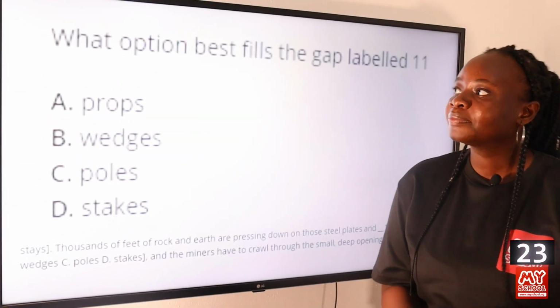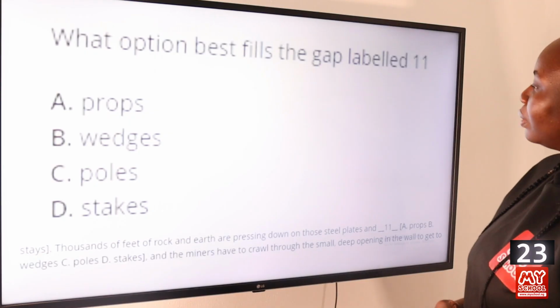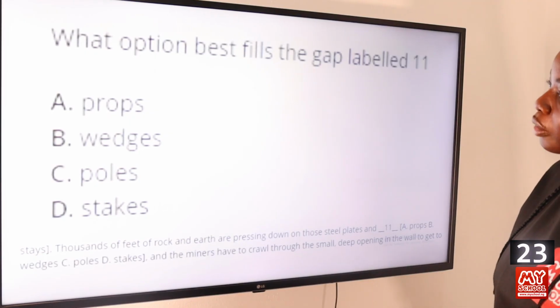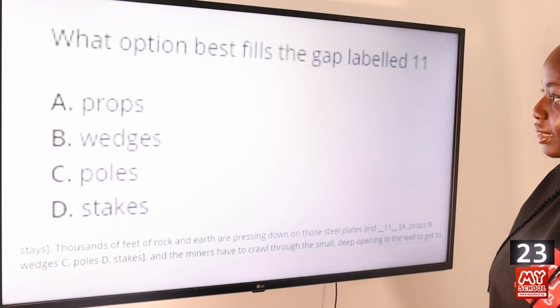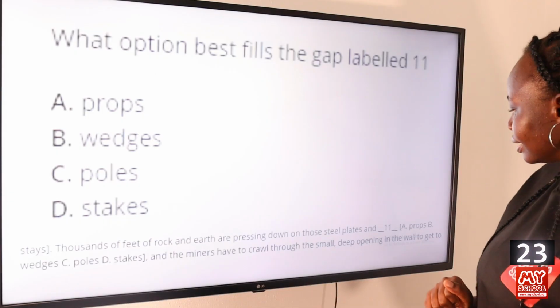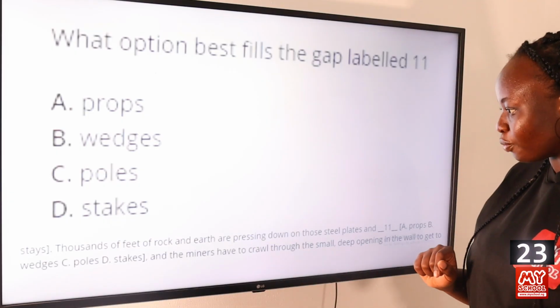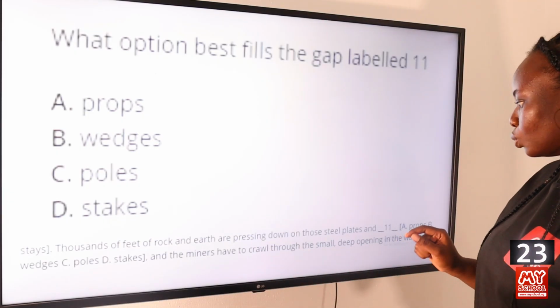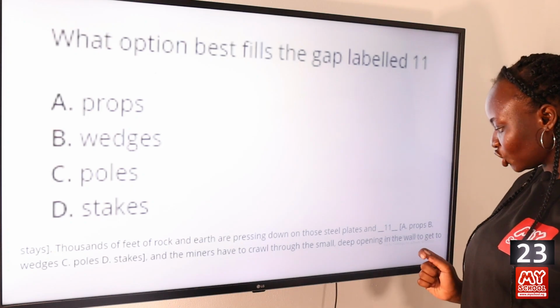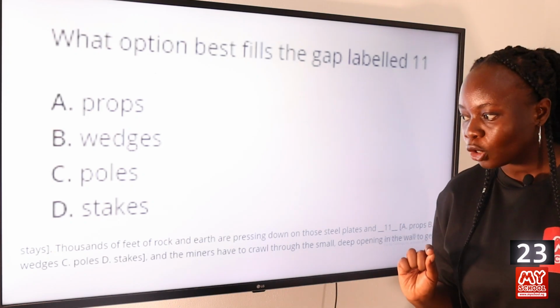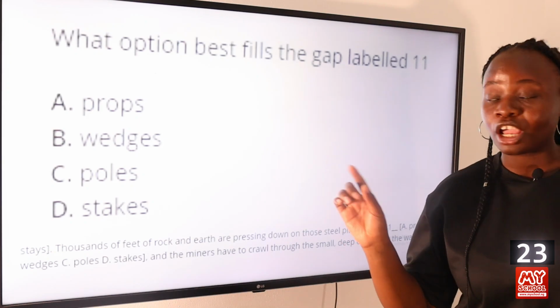Question 23. What option best fills the gap labeled 11? A, props, B, wedges, C, poles, and D, stakes. Again, we're going to look at the sentence. Thousands of feet of rock and earth are pressing down on those steel plates and dash. So the best option to fill in this gap is option A, props.